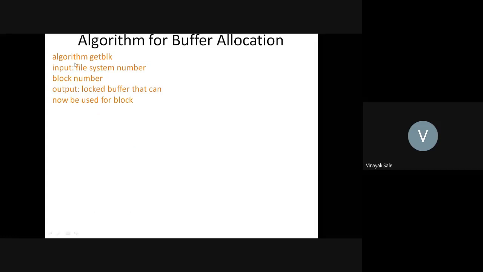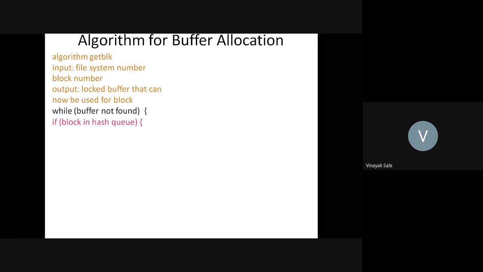This is the name of the algorithm, getblk. The input of this algorithm is the file system number and block number. The output of this algorithm is a locked buffer that can now be used for the block. The next step is: while the buffer is not found. This is the first condition, the buffer is not found by the kernel.